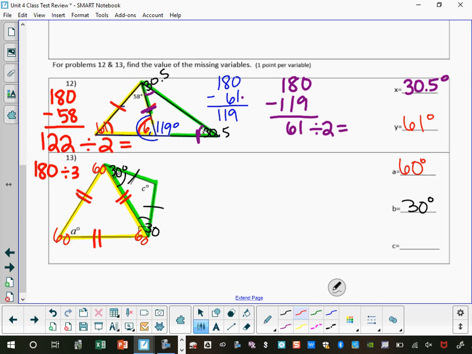And now we can figure out angle C. Let's do 180 minus 30 minus 30. What do you get for angle C? 120. Okay, so the measure of C degrees is 120. You guys see how we just broke that down with no numbers to begin with?